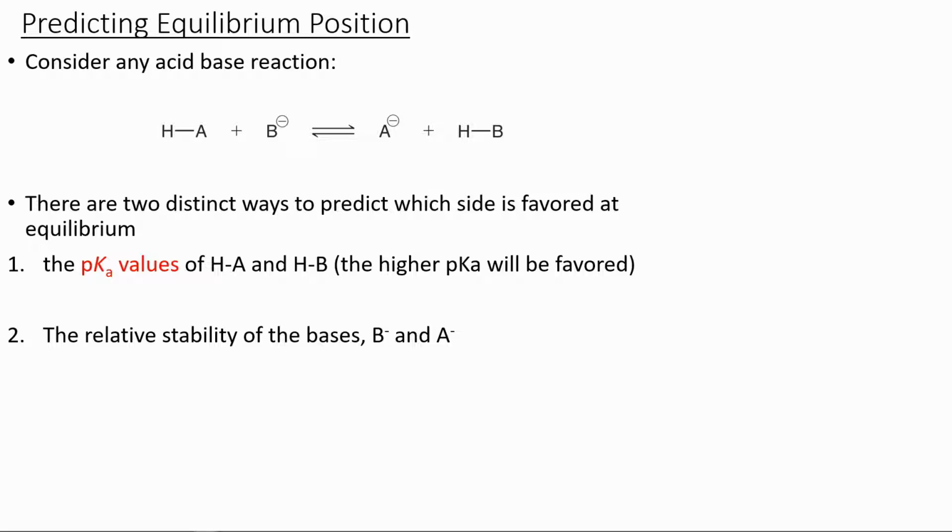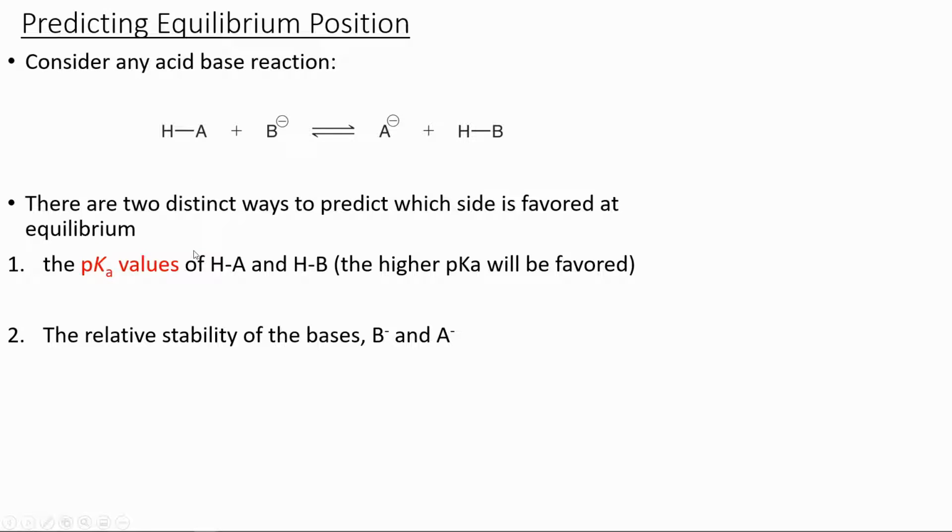So we can use these pKa values to predict the equilibrium position of a reaction. If you're given two acids and asked, if these two acids are combined, what direction will the equilibrium follow? You should be able to do this using the pKa values. Whichever pKa value is higher, then the equilibrium will lie in that direction.